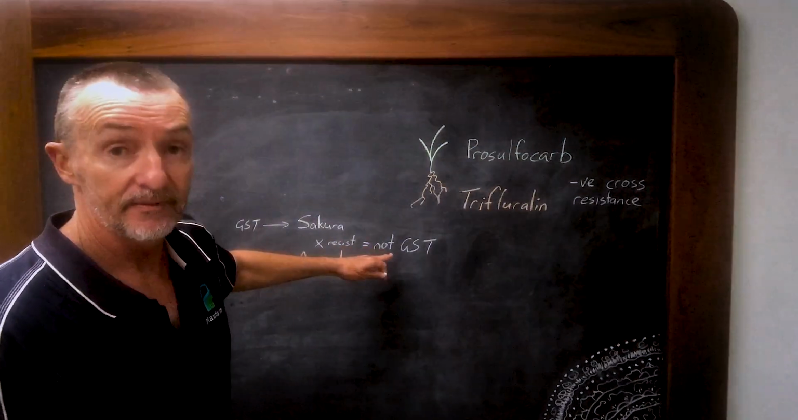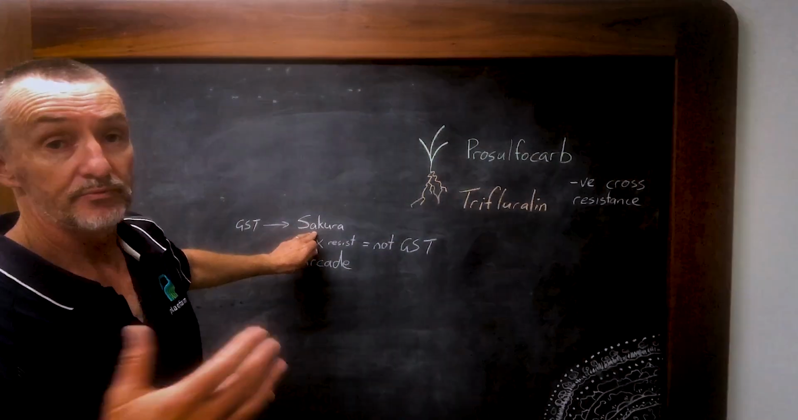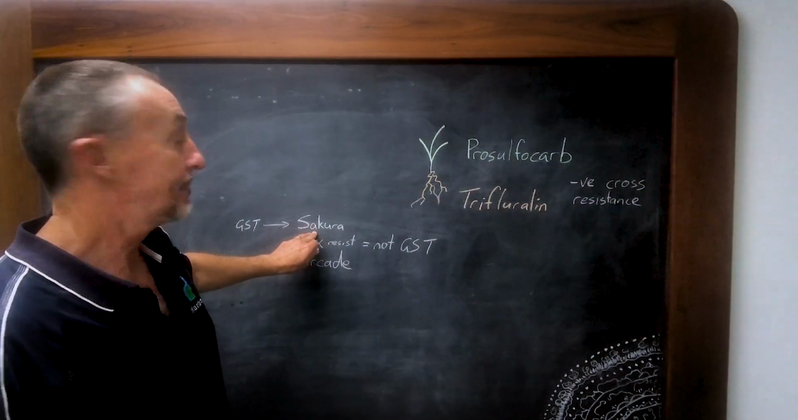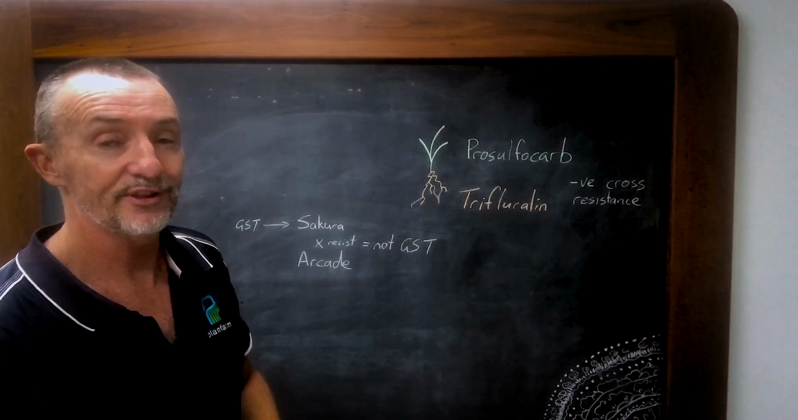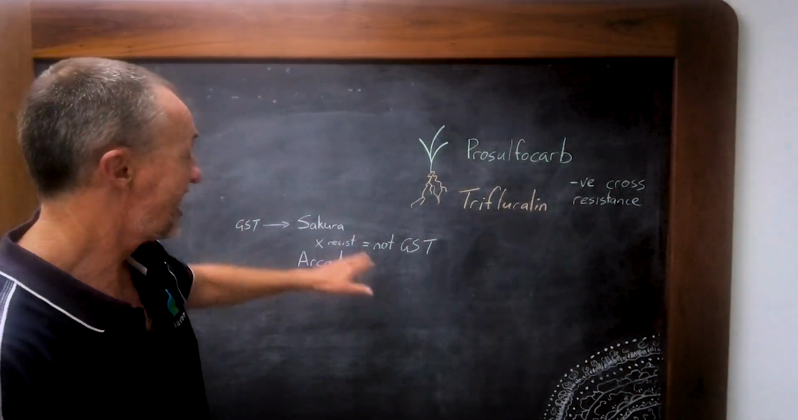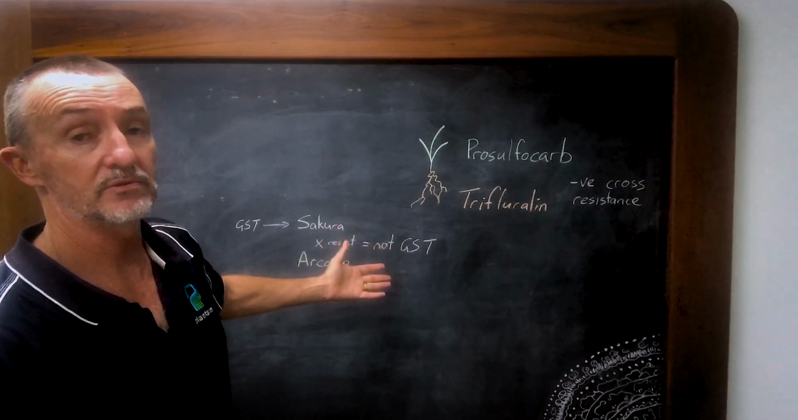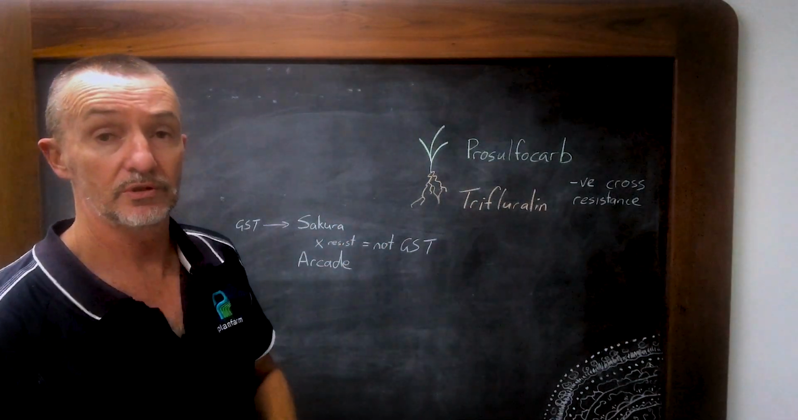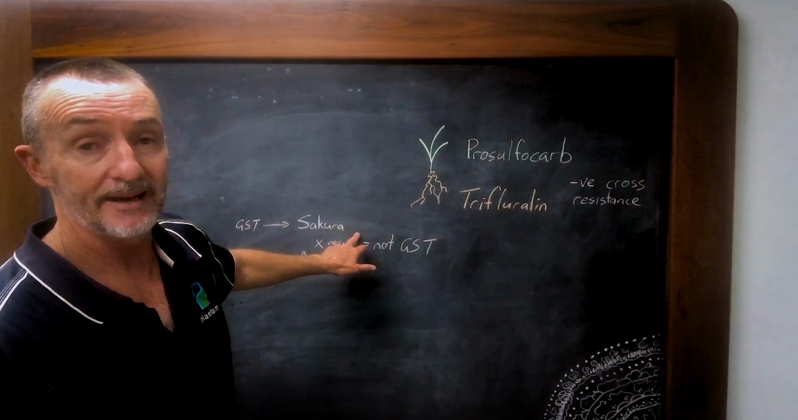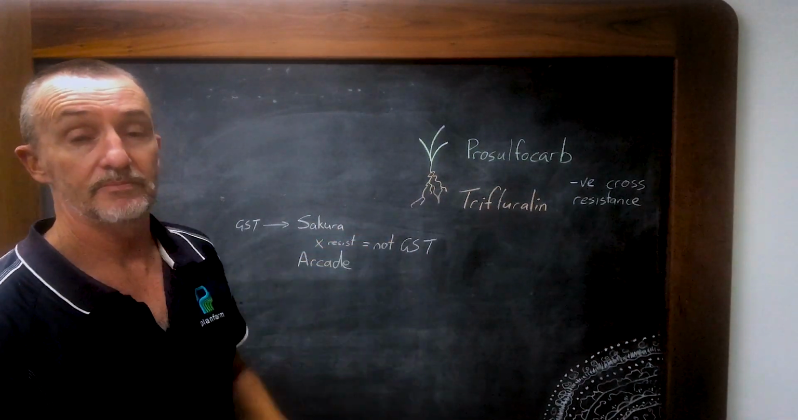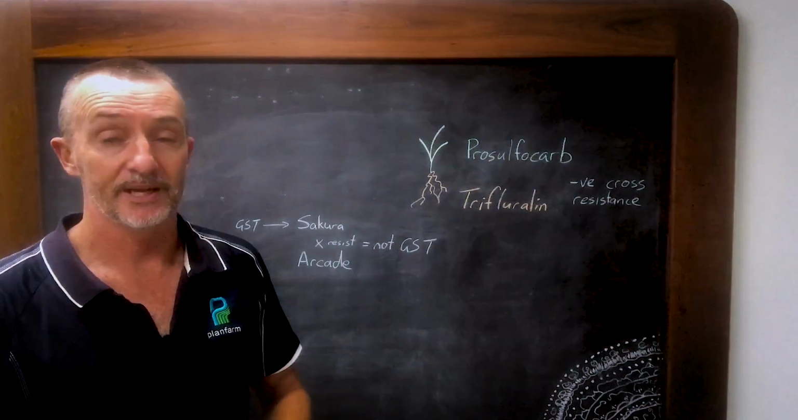Well, what they can confirm is that it's not the GSTs. Why is that important? Well, recently we've reported that the main mechanism of Sakura resistance is the GSTs, the glutathione S-transferases. But with this cross resistance, the researchers have confirmed the cross resistance is not due to glutathione S-transferases. So what does that mean? Well, that means there might be another Sakura resistance mechanism that we haven't discovered yet. So watch this space for more information there.